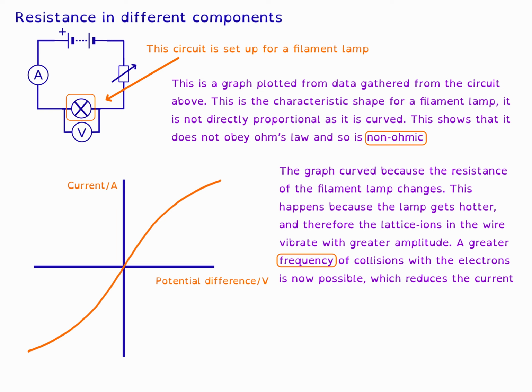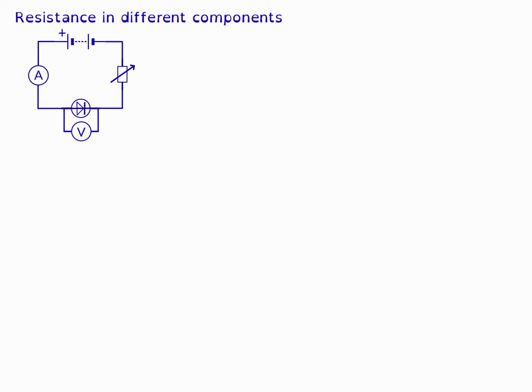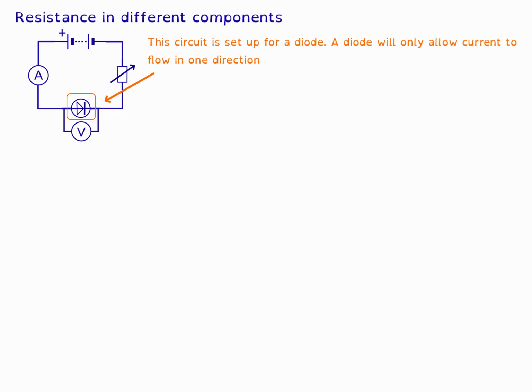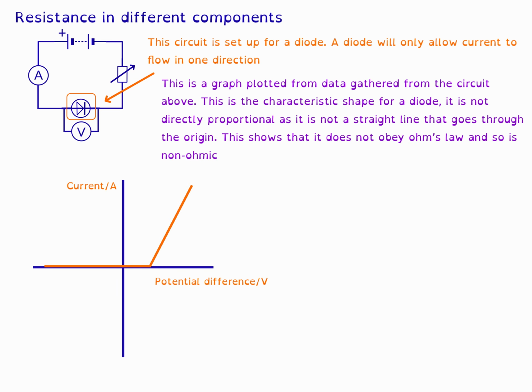A greater frequency of collisions with the electrons is now possible, and this reduces the current. This circuit is set up for a diode. A diode will only allow current to flow in one direction. This is a graph plotted from data gathered from the circuit above. It is the characteristic shape for a diode.